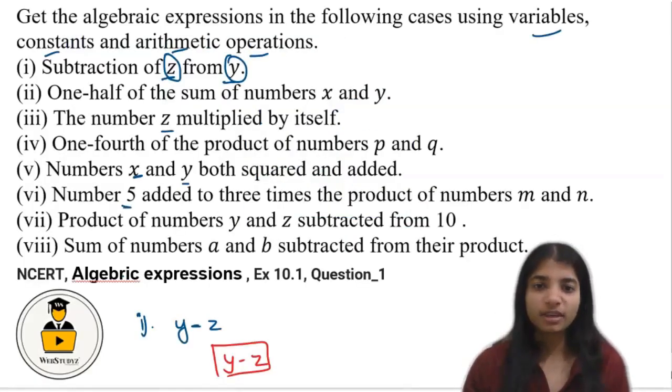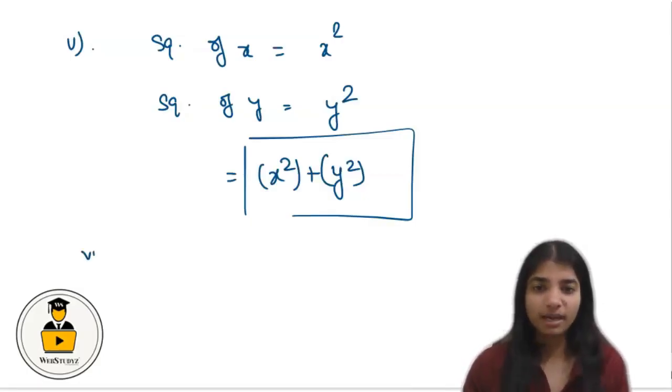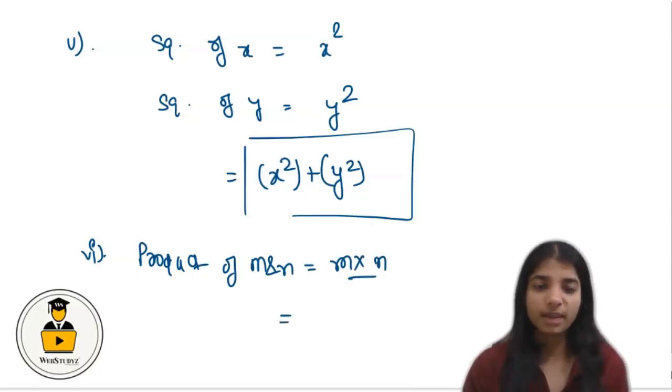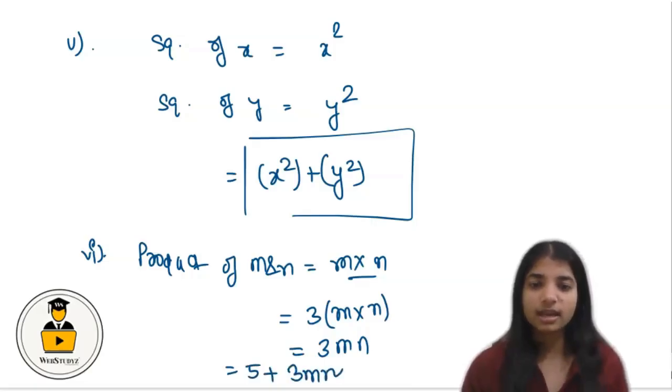In part 6, we are given that the number 5 is added to 3 times the product of the numbers m and n. So basically we have to find the product of m and n. So the product of m and n is equal to m multiplied by n, and we have to find its 3 times, which means 3 multiplied by m multiplied by n, and that is equal to 3mn, and we have to add 5 to this. So this is equal to 5 plus 3mn. So this is the answer to part 6 of the question, that is 5 plus 3mn.